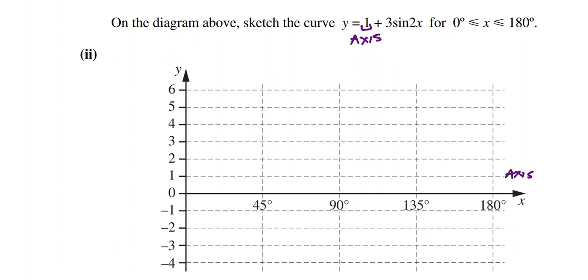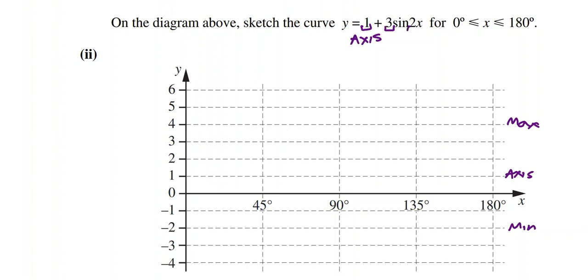So the graph will be equally above and below this axis. This is amplitude. So 3 above the axis and 3 below the axis will be your maximum and minimum. So 3 above 1 will be 4. So your maximum point will be here. And 3 below it, which is minus 2, is your minimum. Our graph has to be between maximum and minimum.